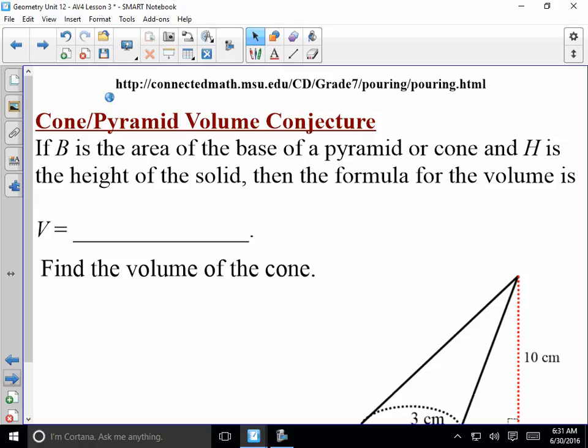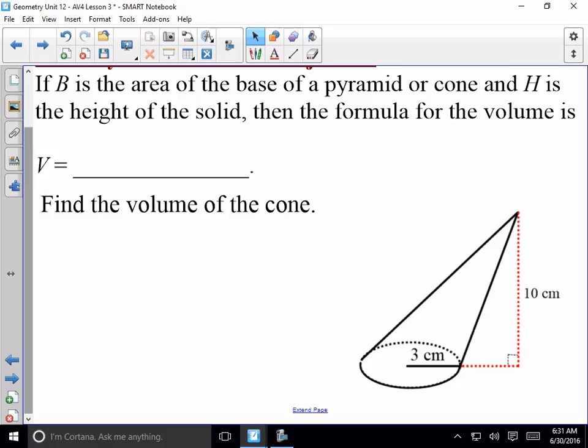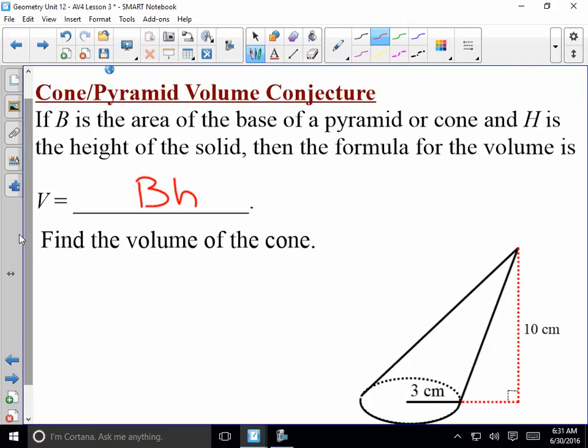a pyramid or cone and H is the height of the solid, the formula for volume is very similar to the formula for a cylinder or a prism that has the same base shape. So we know that when we're dealing with a prism or a cylinder, the volume formula is area of the base times the height of the object. Now, in this situation, we know that this cone is not going to take up as much space as the full cylinder, the same size.